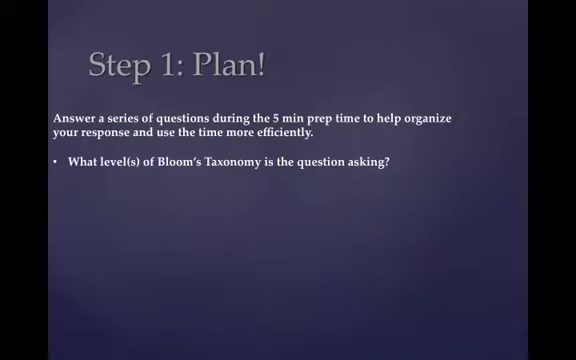The first thing you want to do is look at what level of Bloom's taxonomy the question is asking. This goes back to the previous video when we talked about levels of thinking and cognitive processes and how Bloom's relates to that. You're going to want to make sure that you write your response at the same level it's being asked in the question. So if it's asking you to answer on a knowledge or comprehension level, make sure that you write that. And if it's written at an analysis level, make sure that you're writing at that level and not at a level that is too low.